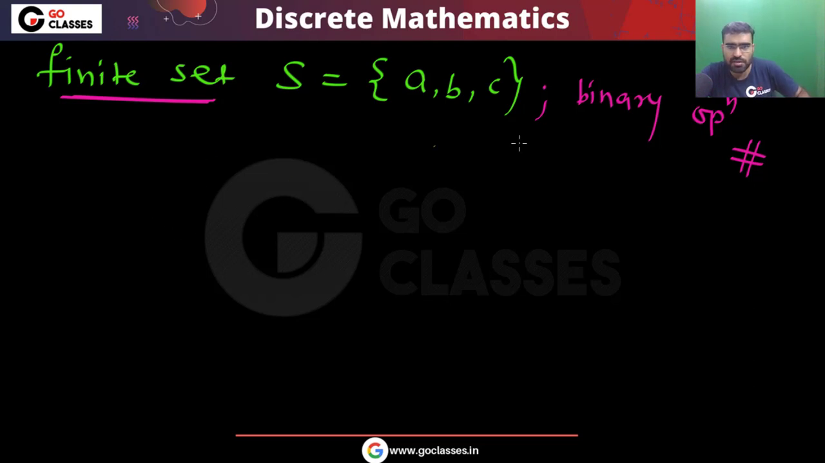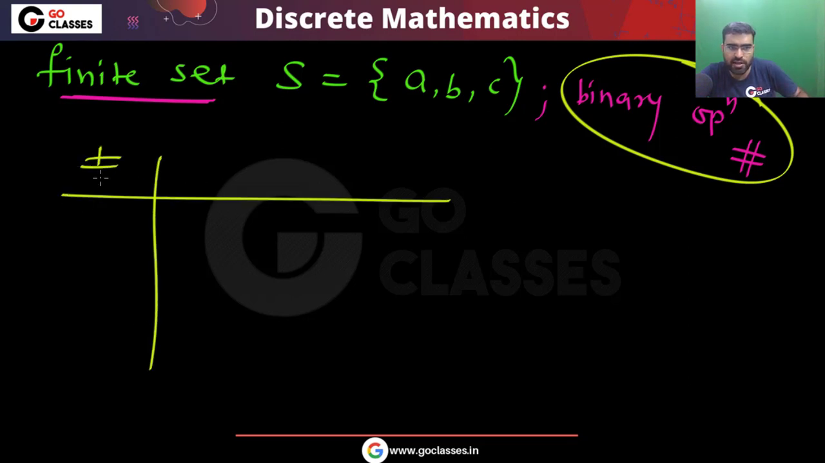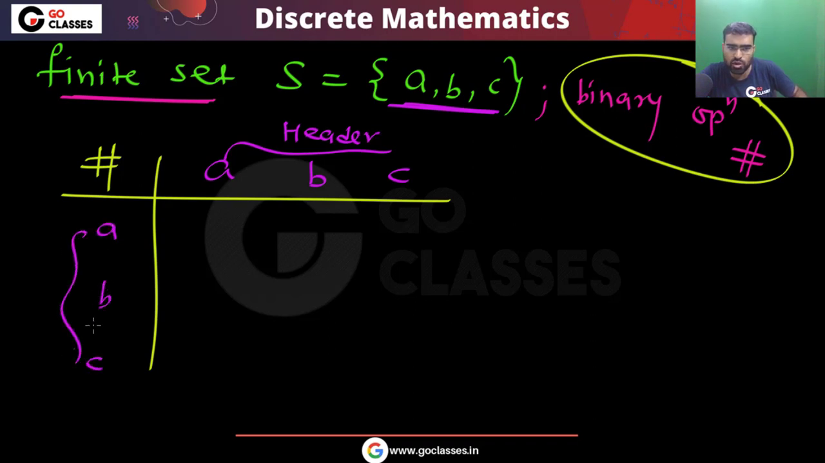Now in this situation, this binary operation we can represent using a Cayley table. What you can do, the elements of the base set you can write. Okay, this is the header. This is called the header, and this is also called the header. This is the vertical header, this is the horizontal header. Anyway, the point is that you can write the elements of the base set like this: ABC, ABC.